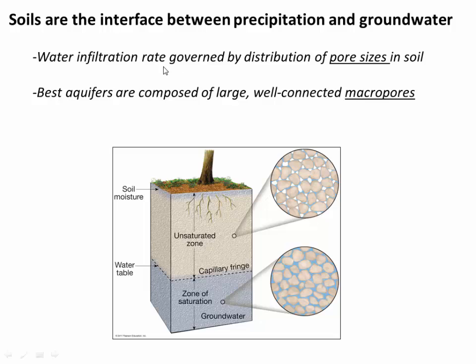So what controls that rate of infiltration? What determines whether a soil or a rock might be good at actually absorbing groundwater?